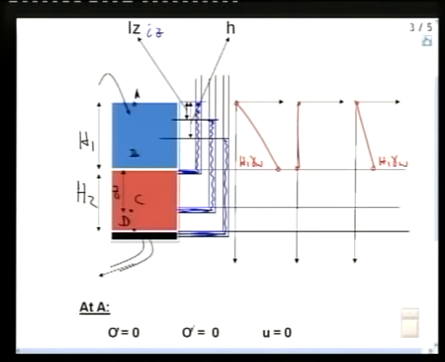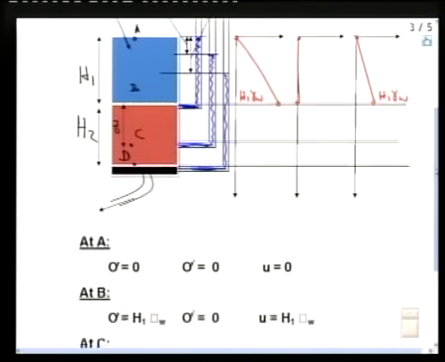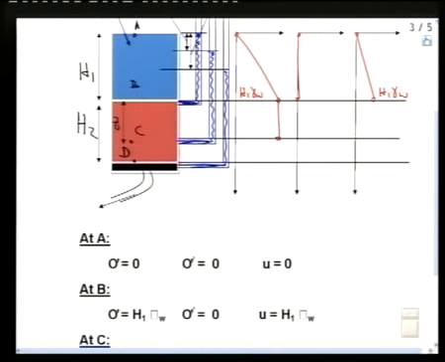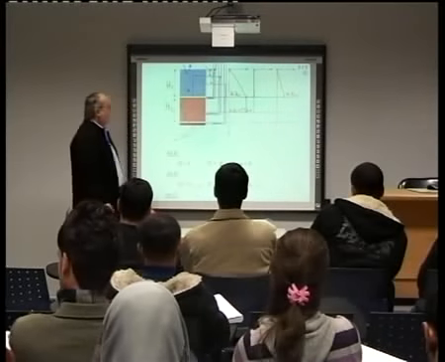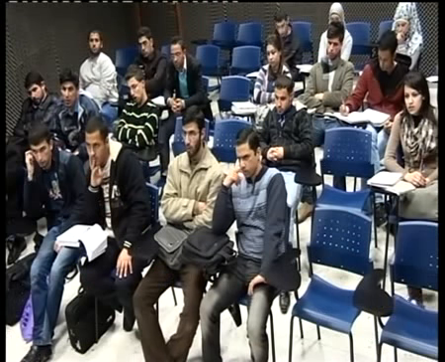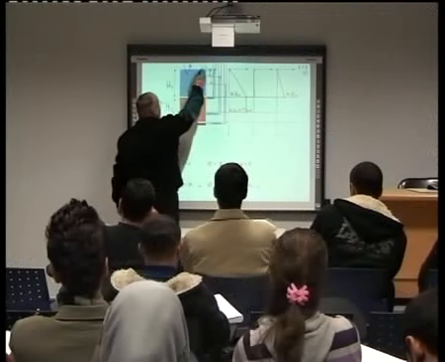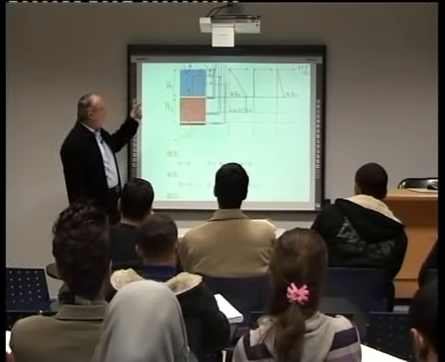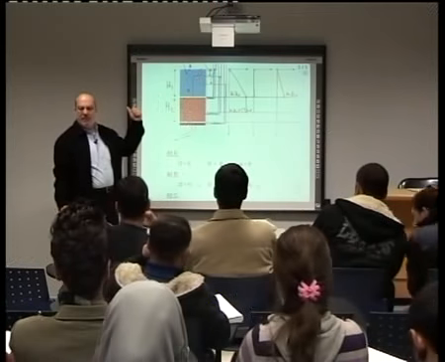Now let us go to point C. Point C, what is stress? H1 gamma water plus z gamma saturated. What is pure water pressure? Pure water pressure, remember, is the height of water above the point. What is the height of water above it? H1 gamma water plus z gamma water minus iz gamma water. Remember this small portion? We call it iz.